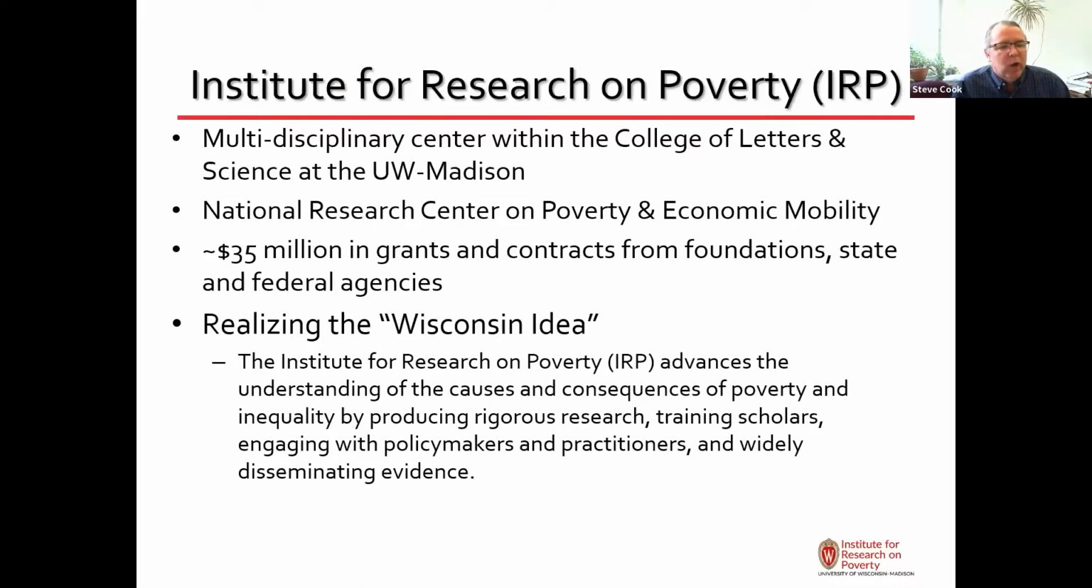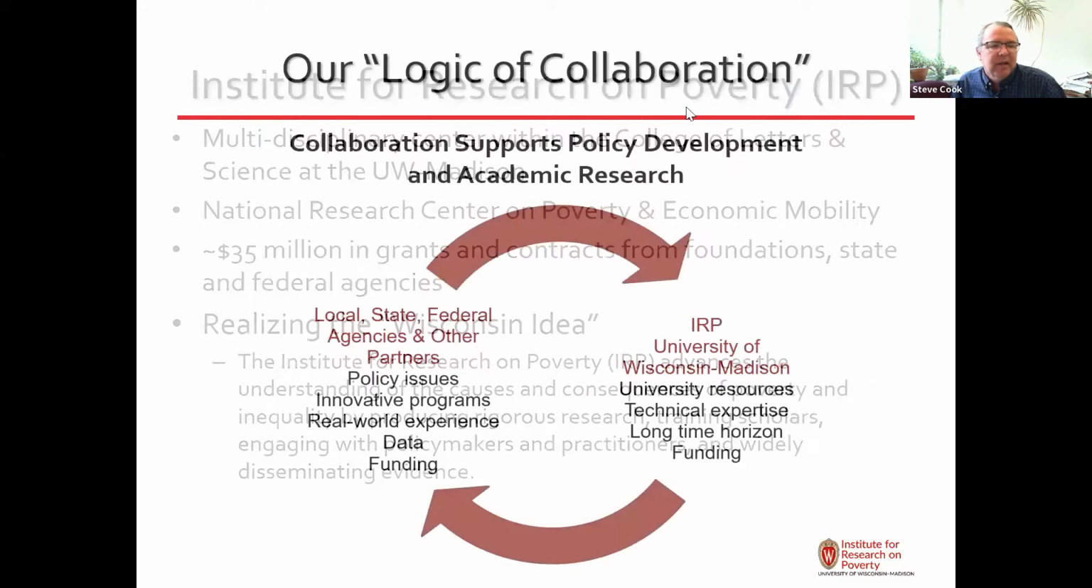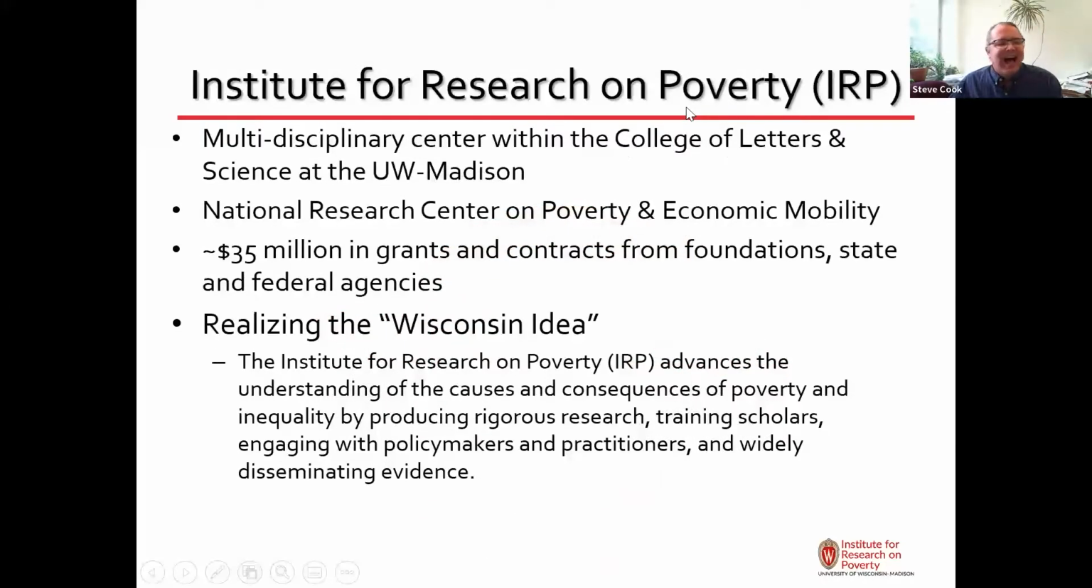As many of you know, IRP is a multidisciplinary research center here at the University of Wisconsin. As Judith mentioned, we have been in existence for a long time, since the 60s, and have served as the nationally designated poverty center for almost all of that time, including right now our designation as the National Research Center on Poverty and Economic Mobility. Currently, approximately $35 million in grants and contracts from various research foundations, state, and federal agencies are supporting research around poverty at IRP.